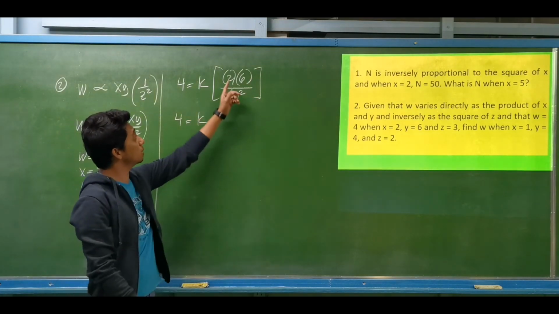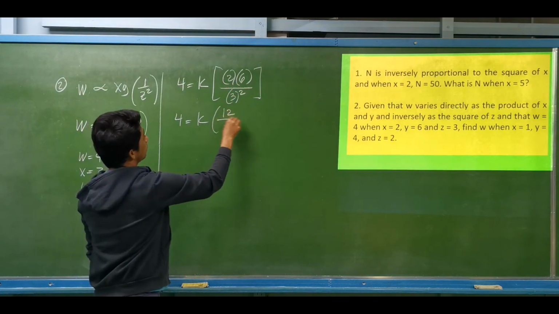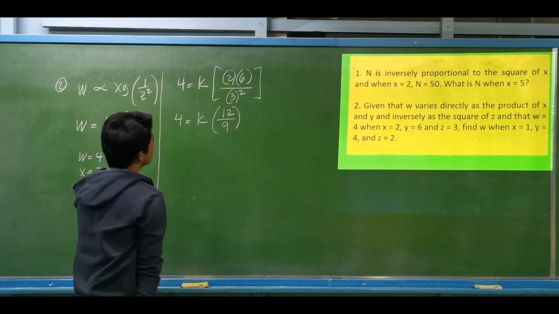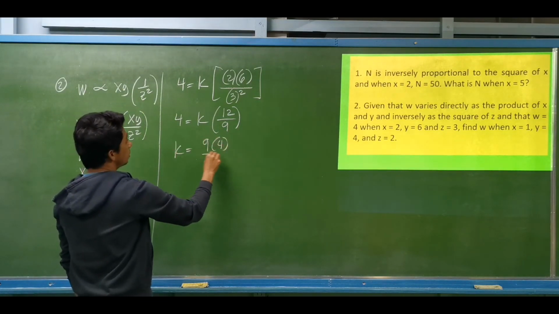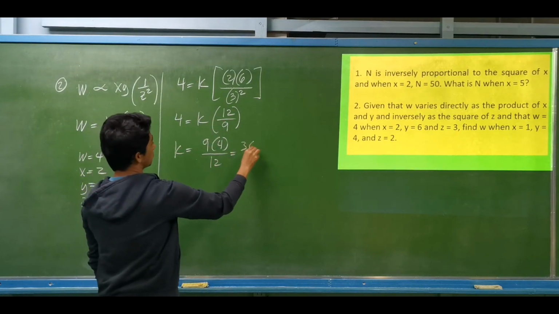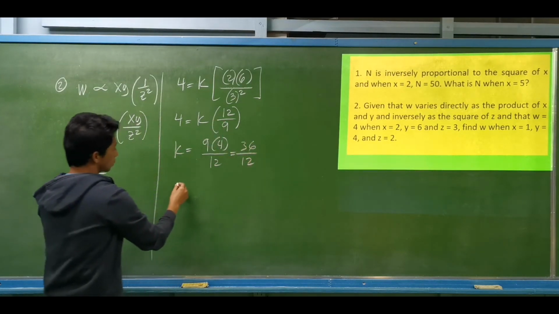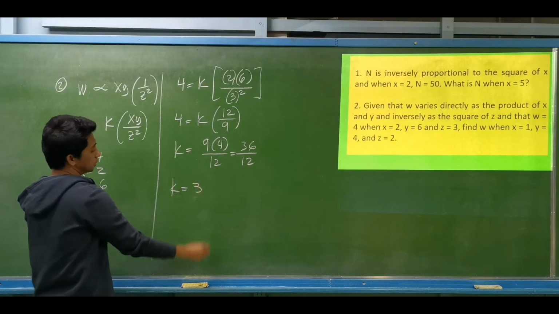times 2 times 6 over 3 squared. We are to simplify this one. It's the same as 2 times 6, which is 12, divided by 9. So we have the value of k as 9 times 4, divided by 12. We have it as 36 over 12. So our proportionality constant is simply equal to 3.